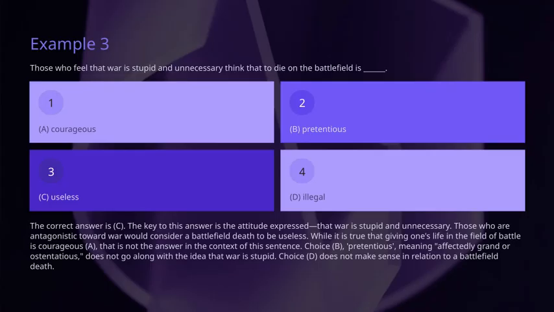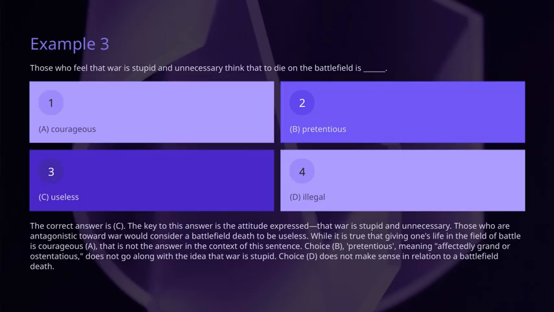The question asks, "Those who feel that war is stupid and unnecessary think that to die on the battlefield is." Now, the options are A, courageous, B, pretentious, C, useless, and D, illegal. The correct answer here is C, useless. What this tells us is that the attitude expressed by the sentence is really key. If someone believes that war is stupid and unnecessary, they would logically see a death on the battlefield as pointless or useless. That's the main idea behind the correct choice.